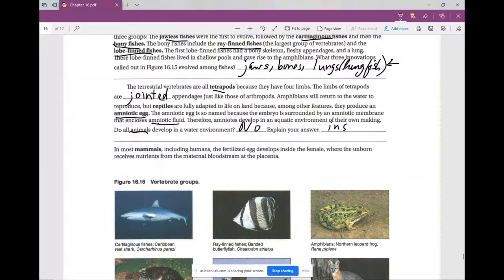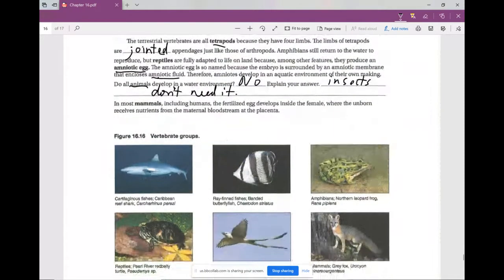Insects don't need it. I don't think that's the answer they're looking for. We caught them. All right, so we have a little loophole of an answer. I think they're looking more for: do all vertebrate animals develop in a watery environment? And then you could say yes.